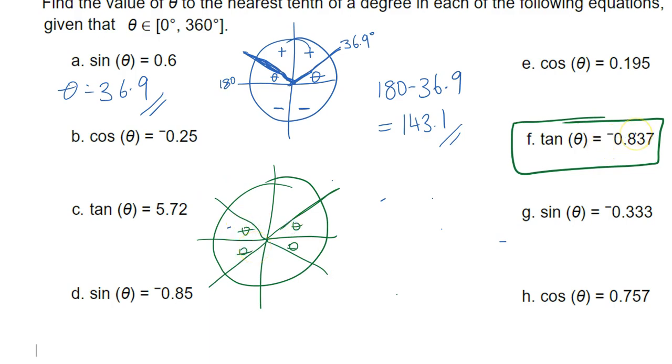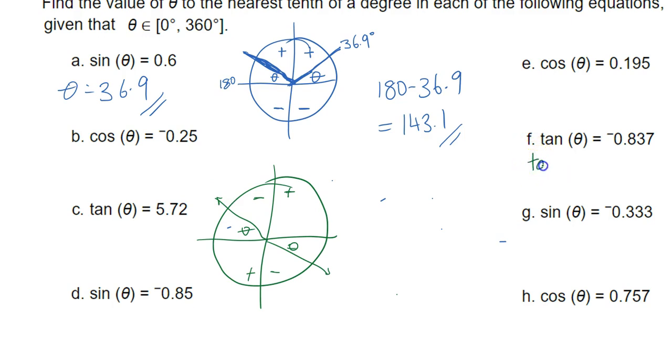So tan needs to be negative. In the first quadrant, tan would be positive, so we're not looking at that one. In the second, tan would be negative, so that's fine. Tan would be positive here, so we're not looking at that one. And tan would be negative there. So we're looking at these two lines and trying to find those two values. First of all, we need to find what theta is, so we take the inverse of tan. Oh, sorry, you don't need the negative in there. We deal with that when we're looking at the quadrants, not at the numbers.